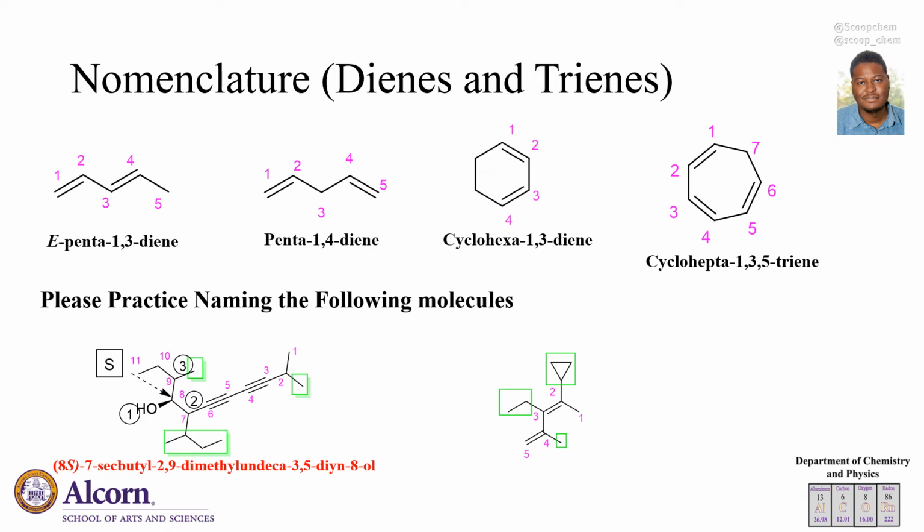I also need to specify any unique stereochemistry. For the pi bond between carbons 2 and 3, we have to indicate what type of stereochemistry is there, and hopefully you can see that there's a trans orientation. So this is going to be 2E-2-cyclopropyl-3,4-dimethylpenta-2,4-diene.